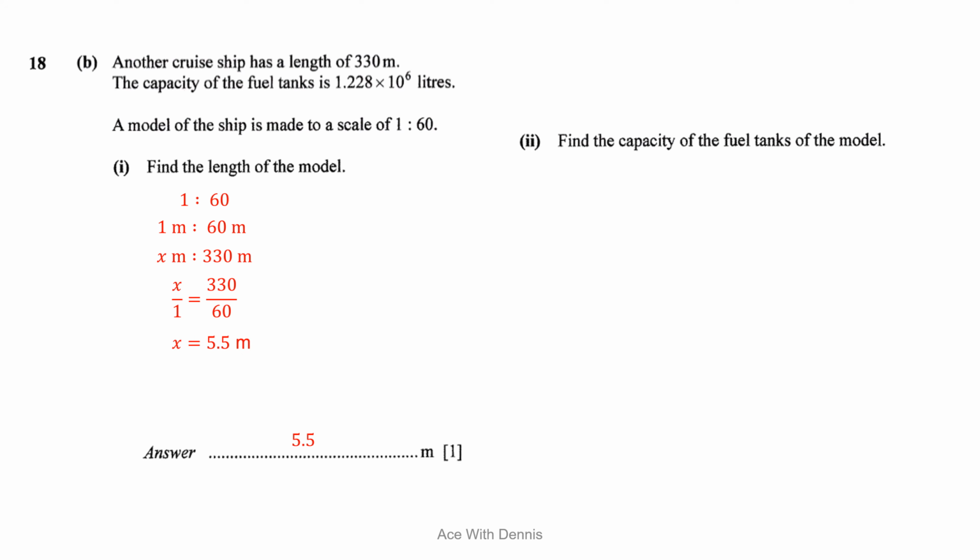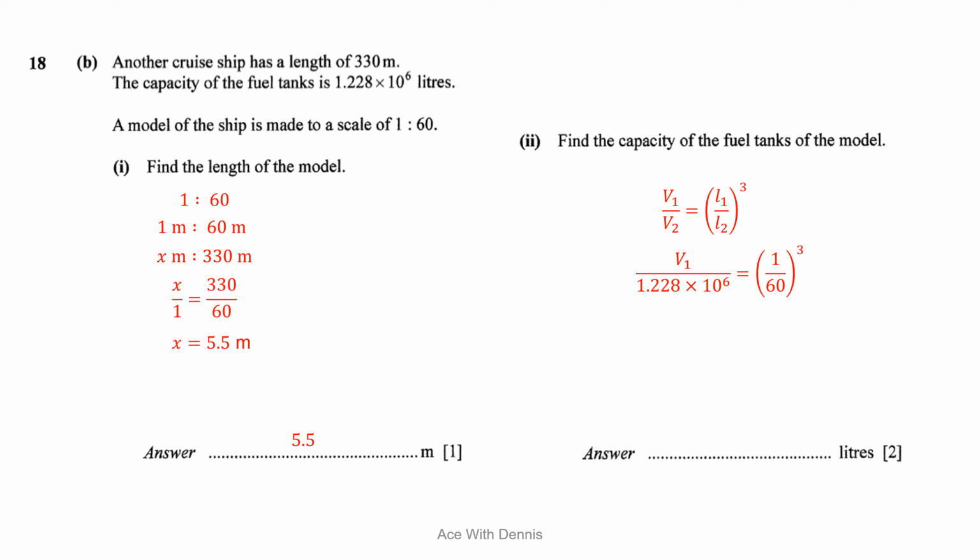2. Find the capacity of the fuel tanks of the model. 2 marks. So we know that the ratio of the volume V1 over V2 will be equal to the ratio of the lengths cubed, which is L1 to L2 cubed. Now we substitute the values. The capacity of the fuel tank is 1.228 times 10 to the power of 6.